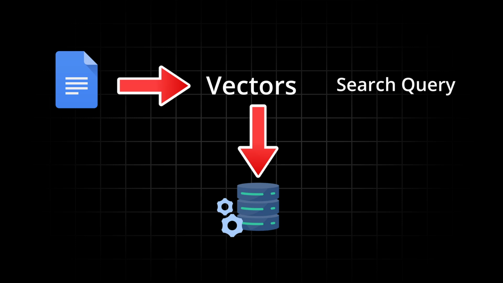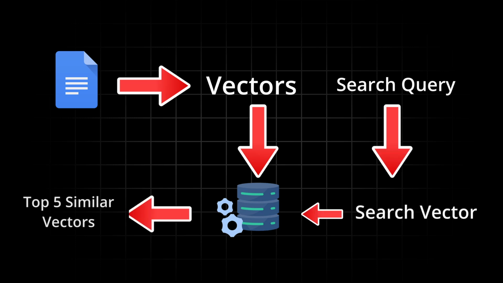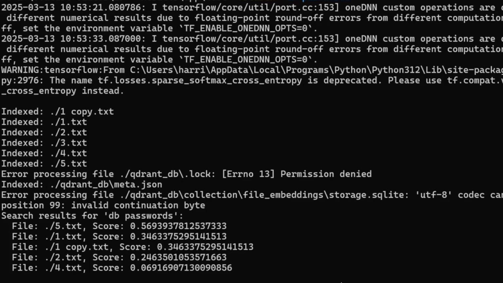So here's how it works. First, file search indexes your files by converting their content into vectors and stores them in Qdrant. When you search, your query is also converted into a vector and Qdrant finds the files that have similar vectors to the query. Let's take a look. Here I have indexed a folder of documents and now I will search for something specific.